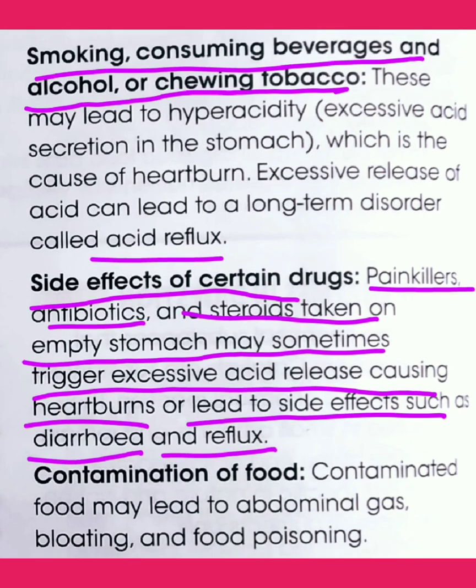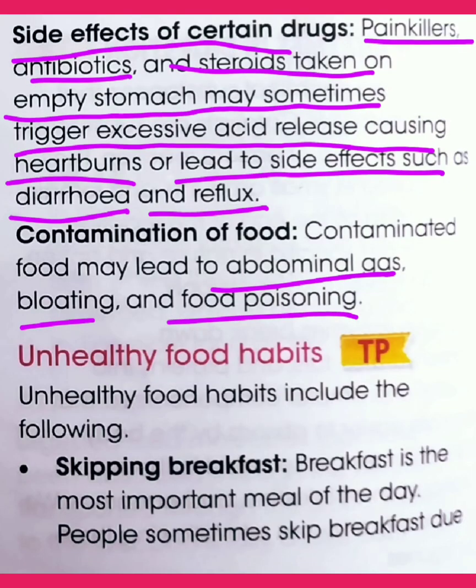The next and the last one is contamination of food. Contaminated food may also lead to abdominal gas, bloating, and food poisoning. Next is unhealthy food habits. So unhealthy food habits include the following. For example, number one is skipping breakfast.